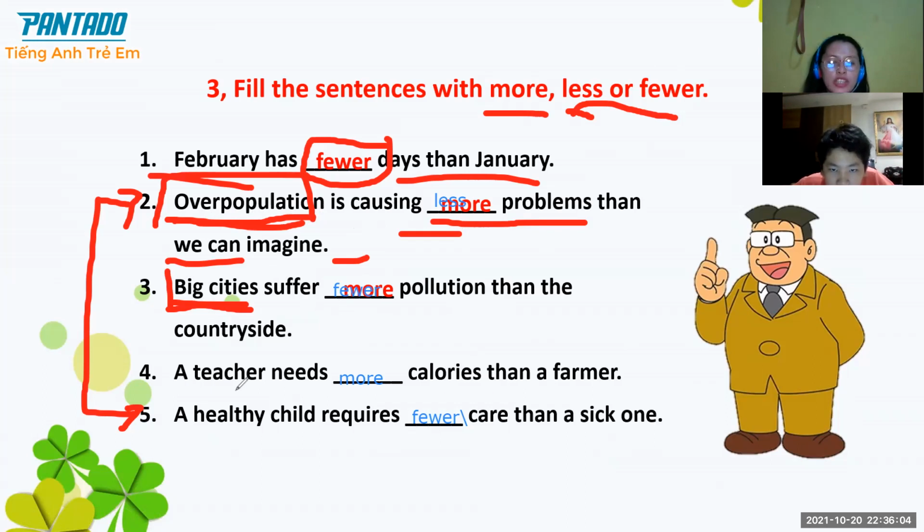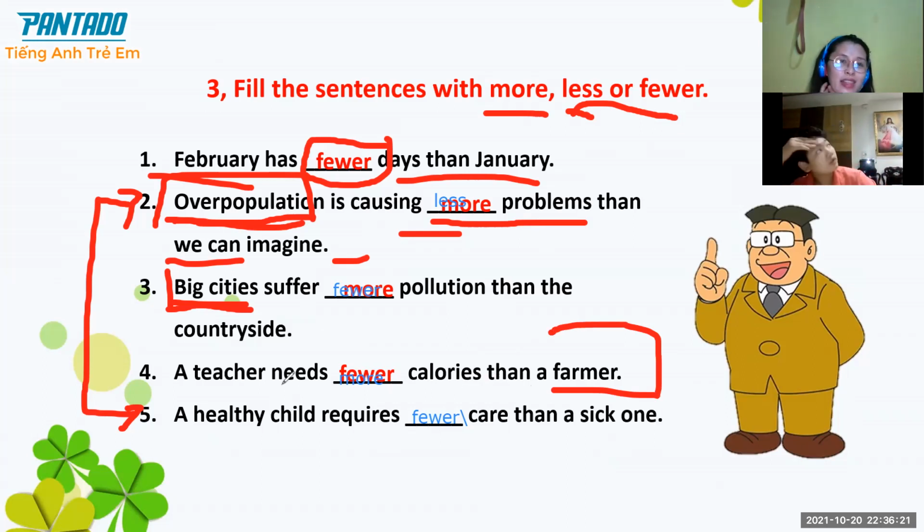Number 4, a teacher needs more calories than a farmer. That is fewer. A teacher needs fewer calories than a farmer. A farmer needs more calories compared to the teacher because they do a lot of hard work compared to the teacher. And lastly, number 5. A healthy child requires fewer care than a sick one. Okay, healthy child, that is fewer or less.